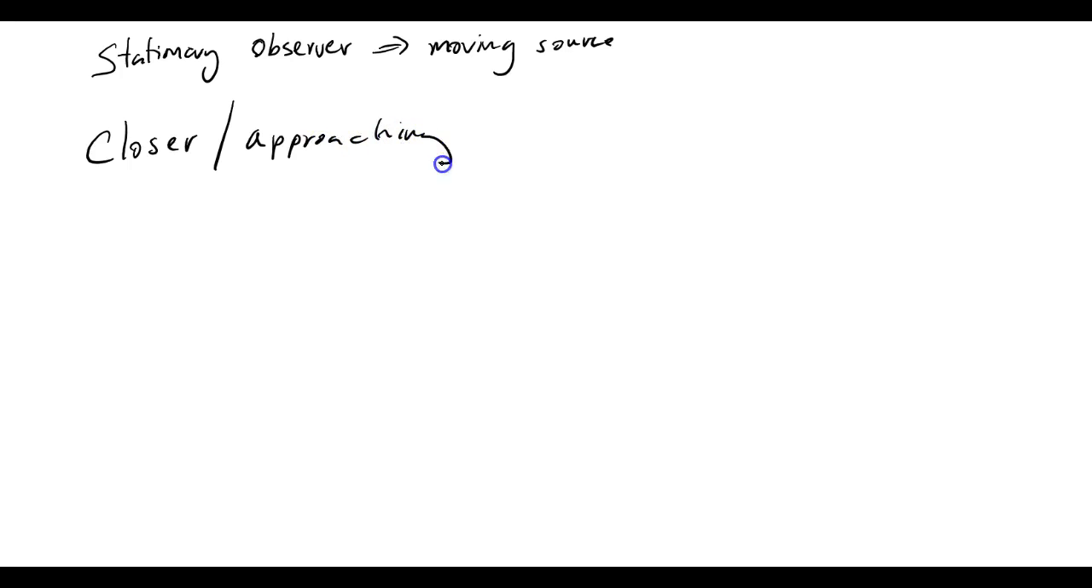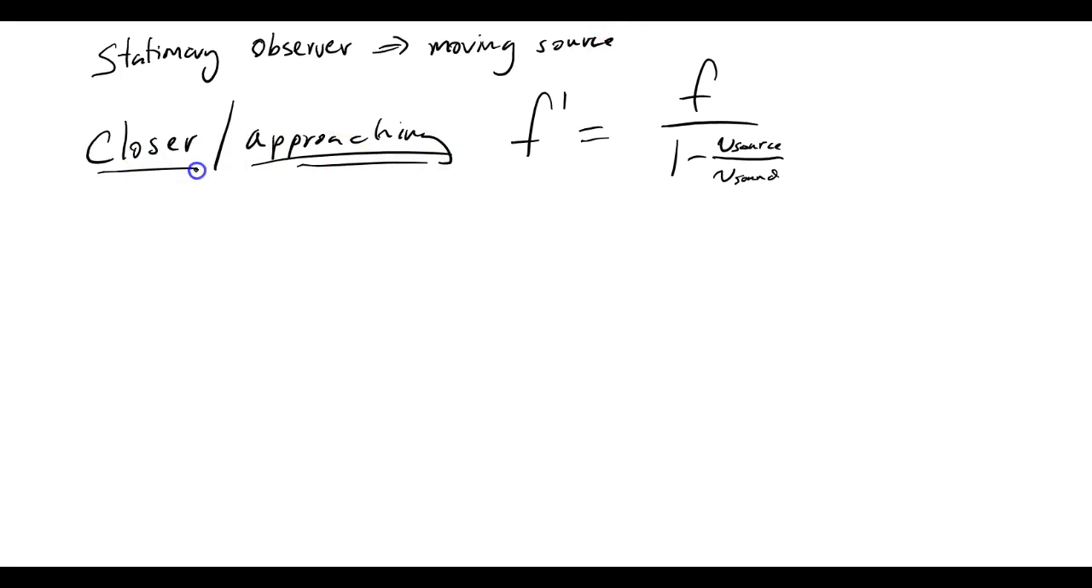we came up with a formula that the perceived frequency by the observer will simply be the actual frequency all over 1 minus v of the source. So the velocity of the police car, the velocity of the moving speaker, the velocity of the object that's producing the sound towards us, all over v of the sound in air. Okay, that's when it's approaching us or getting closer.